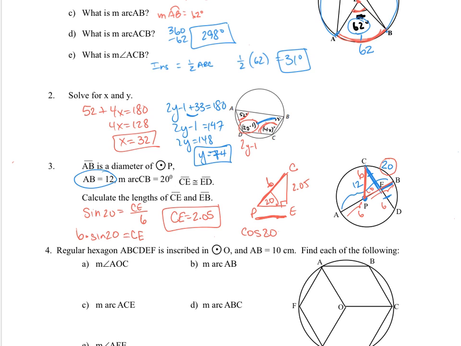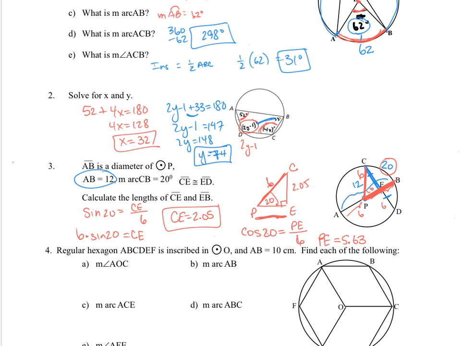So the cosine of 20 equals whatever this PE length is over 6. So 6 times the cosine of 20 is going to be the length of PE, and that comes out to be 5.63. So PE is 5.63. And I know that this whole length right here is 6.